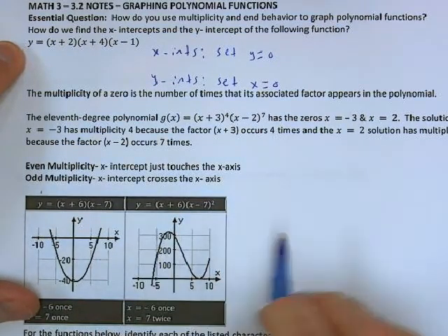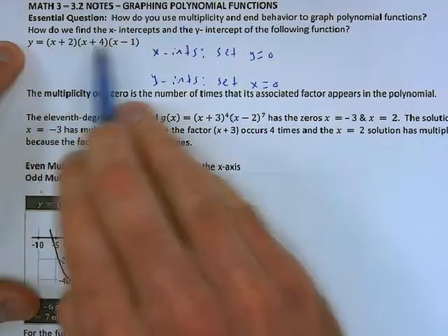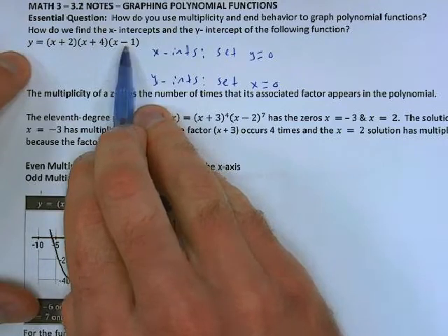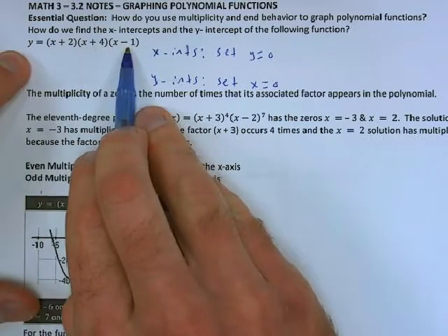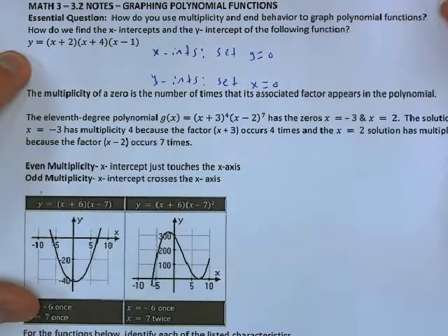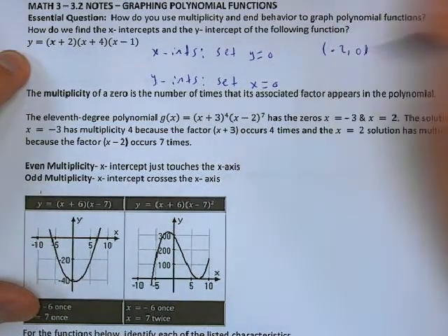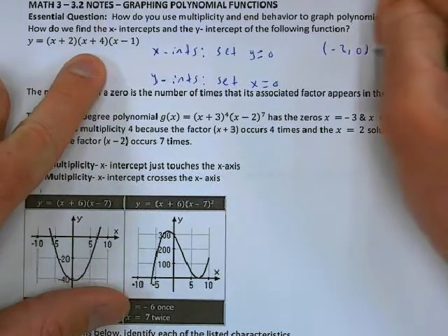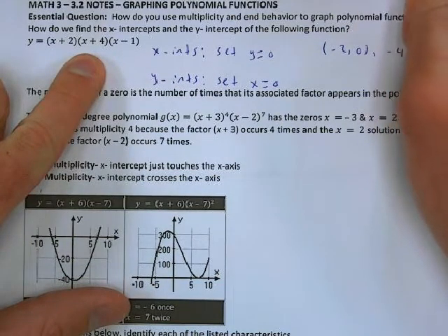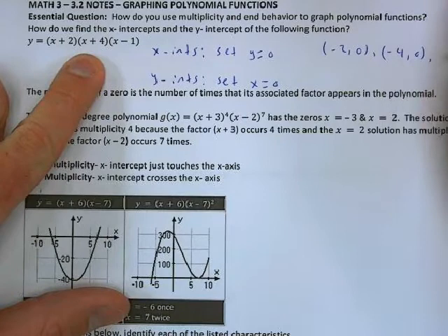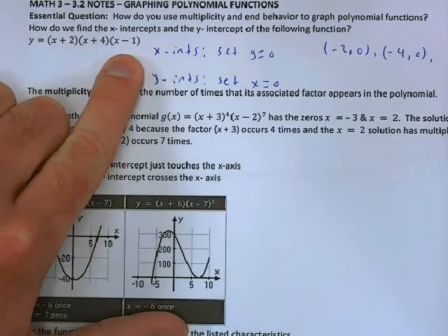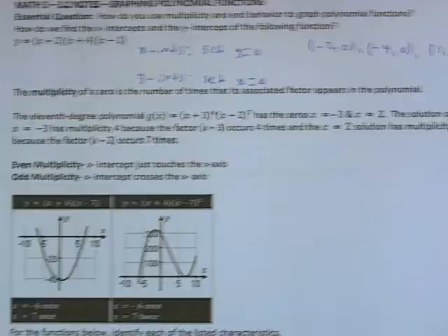When x is what? Well, if I'm multiplying these three things and my answer comes out 0, then I know at least one of these three things has to be 0. And that's going to happen when x is -2. So we get (-2, 0) is one of our x-intercepts. (-4, 0) is another x-intercept. And then (1, 0) is our last x-intercept for this function.